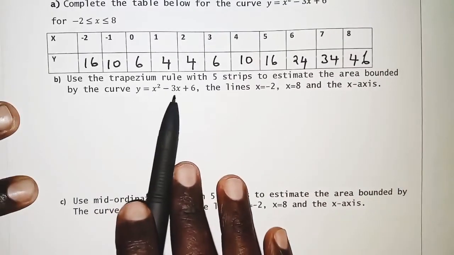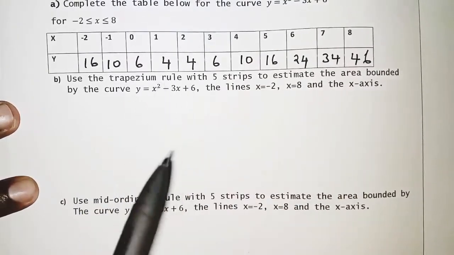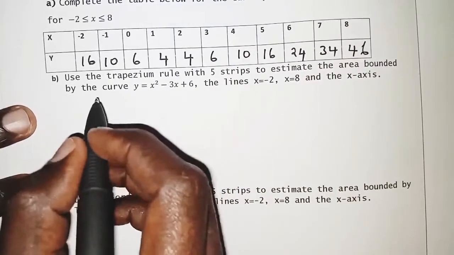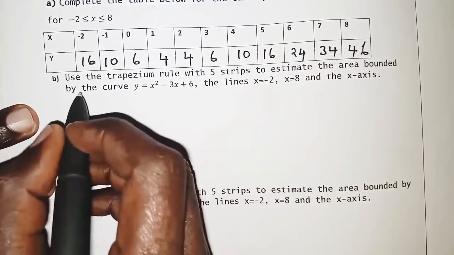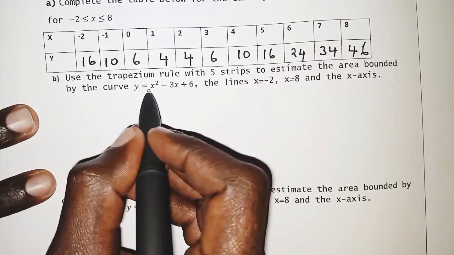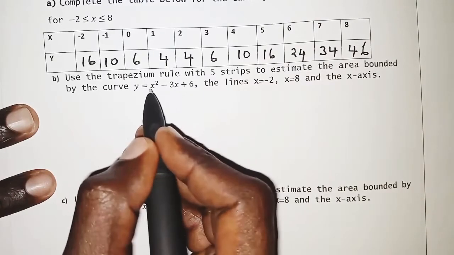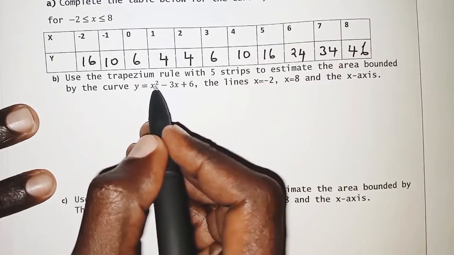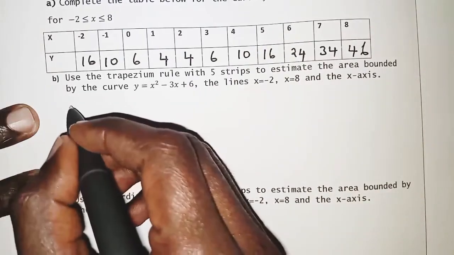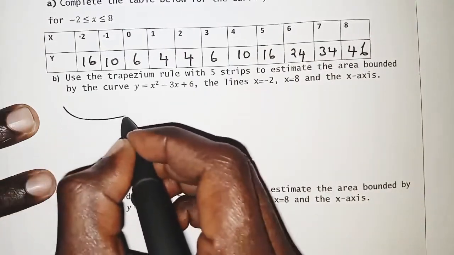So, for part B, use the trapezium rule with the 5 strips to estimate the area bounded by the curve as shown. I'm going to have a sketch of this. Remember, for this particular case, we have the coefficient of x squared being positive, so we have the curve being of that particular nature.